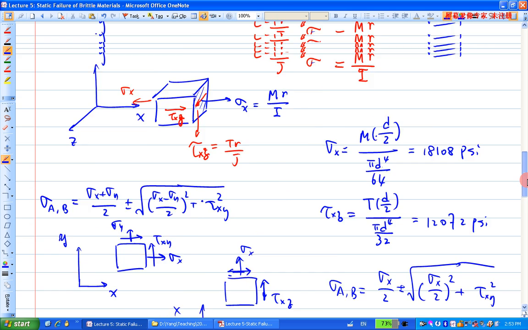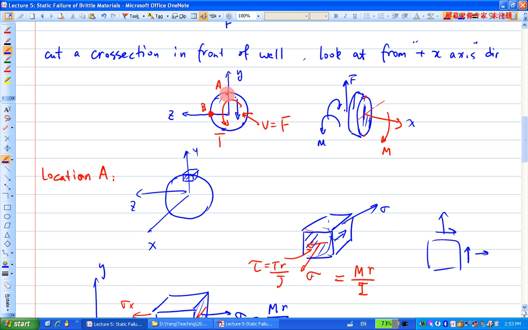Now you see, we have a cross section, and we're looking at A and B, and we understand that at A here, it has zero shear stress due to the V but maximum bending normal stress because of the M. But B here has zero bending normal stress because of the M, but it has a maximum shear stress due to the V, right? Okay.